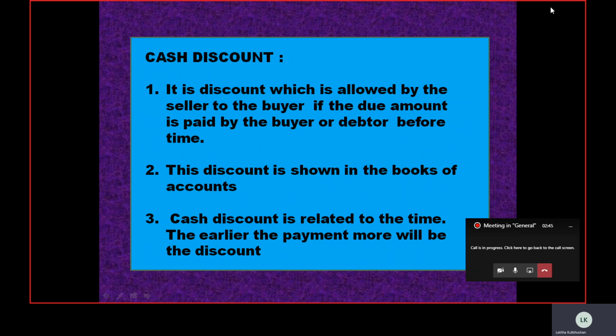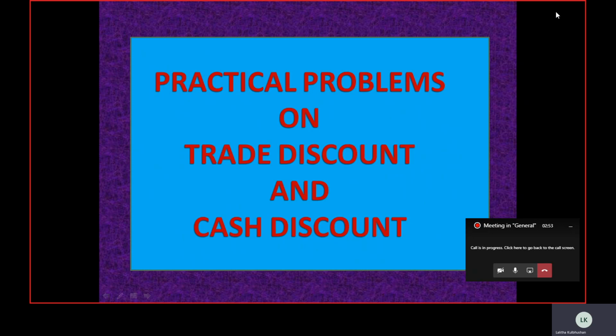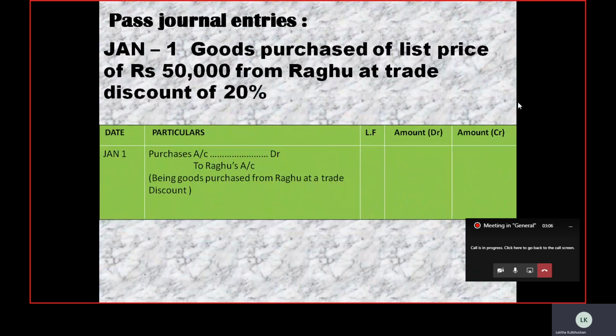Now the next, here we are going to discuss how to deal with the trade discount and the cash discount in the case of the journal entry. So let's discuss some practical problems on the trade discount and the cash discount through some examples. Here we are going to have some example transactions where we will see how we deal with the cash discount and the trade discount.